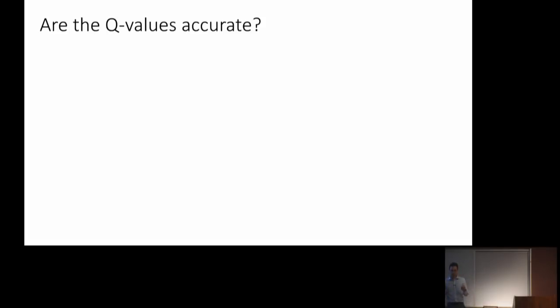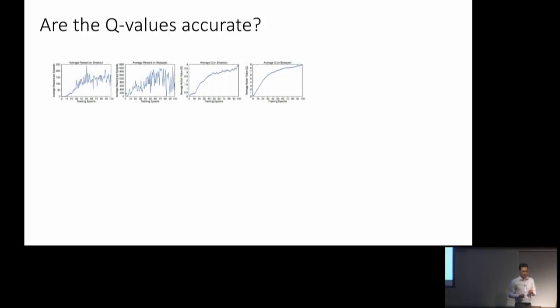What Q values are meant to represent is the total reward that you will get, potentially discounted total reward, if you are in some state S and take some action A and then follow your best possible policy. Not your exploration policy, but your best possible policy. So are Q values accurate?